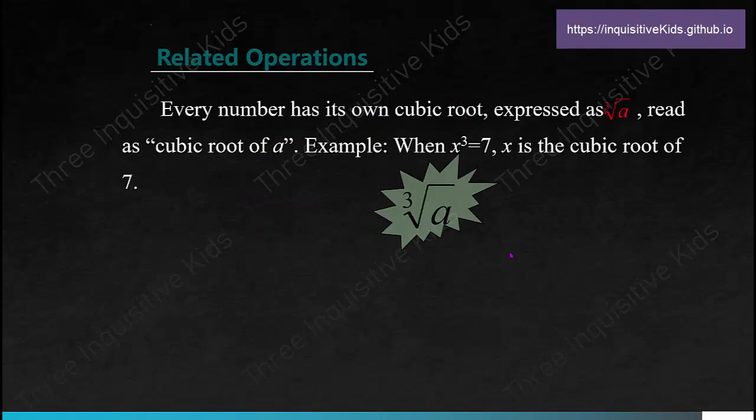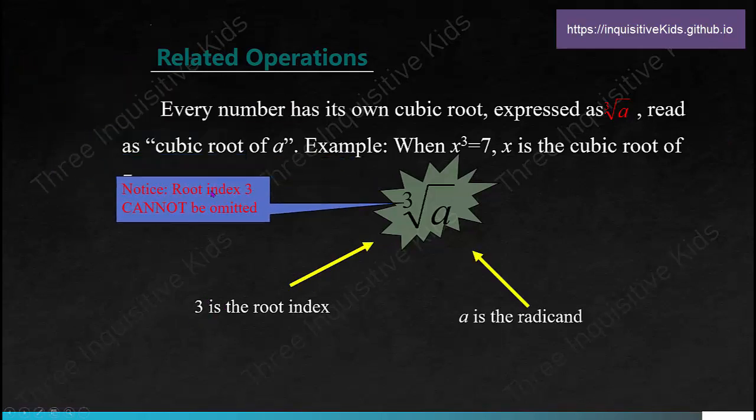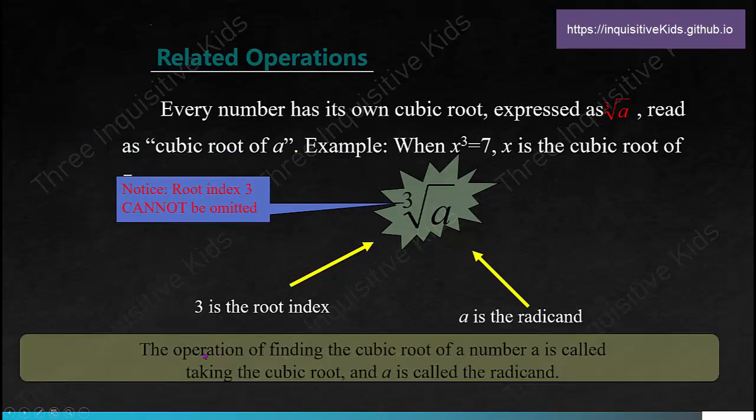Now we're going to learn about some cubic root related operations. Every number has its own cubic root, expressed as the cubic root of a, read as the cubic root of a. Example: when x cubed is equal to 7, x is the cubic root of 7. So 3 is the root index again, and a is the radicand. Notice the root index 3 cannot be omitted. This is the second time I'm saying it. The operation of finding the cubic root is called taking the cubic root, and a is called the radicand.